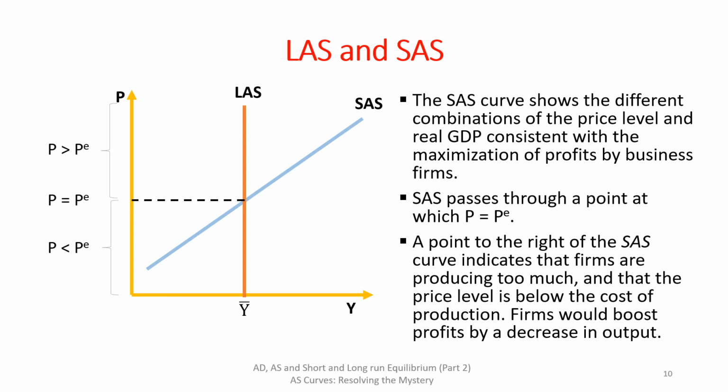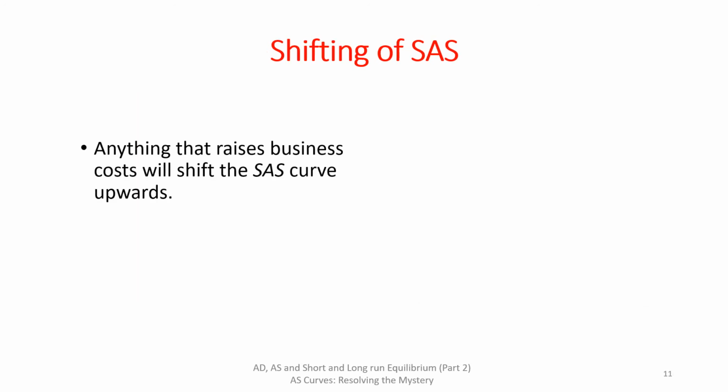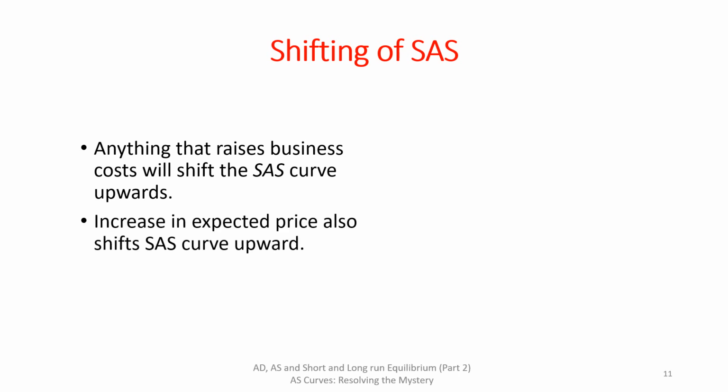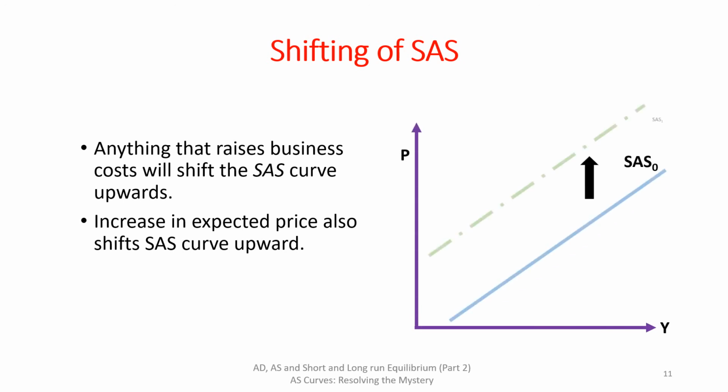Anything that raises business cost, such as nominal wage rate, raw material prices, fall in productivity, and technology, will shift the short-run aggregate supply curve upward. Similarly, an increase in expected price level will also shift the short-run supply curve upward. That is all for this lecture.